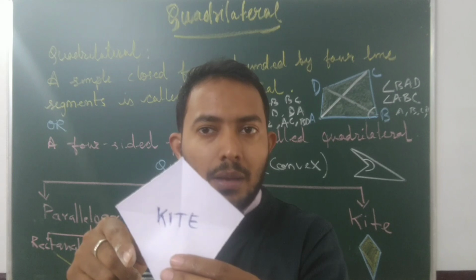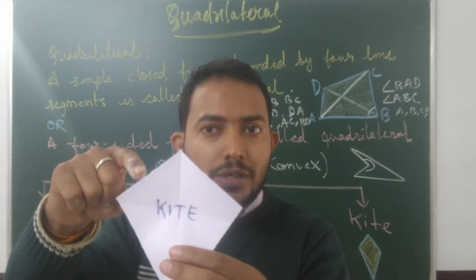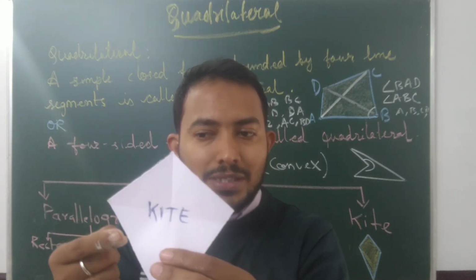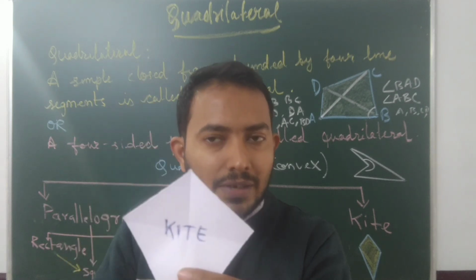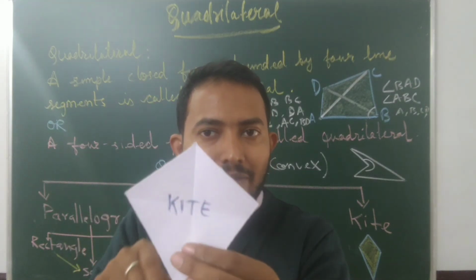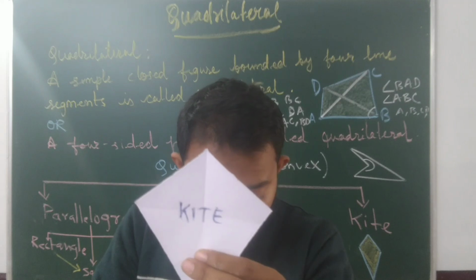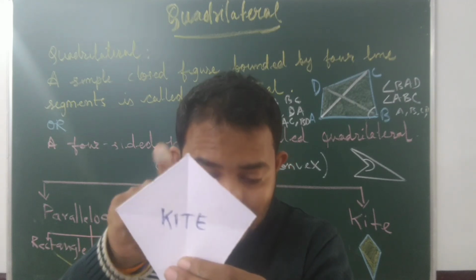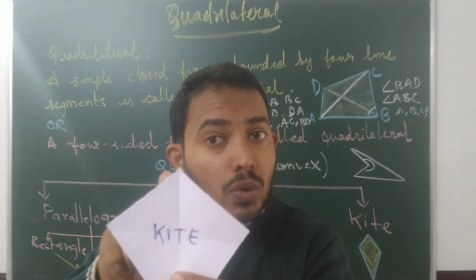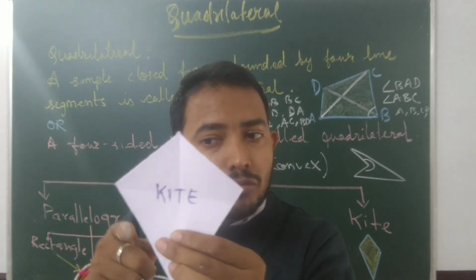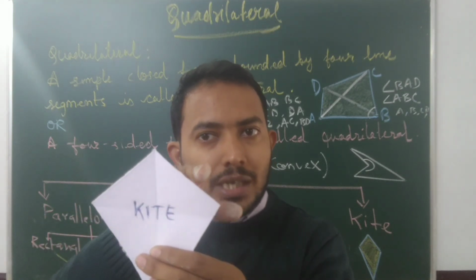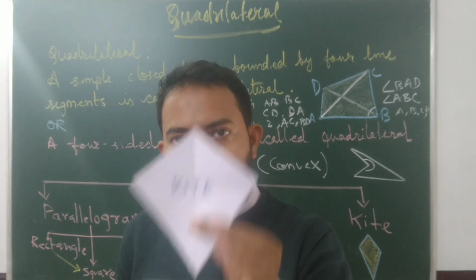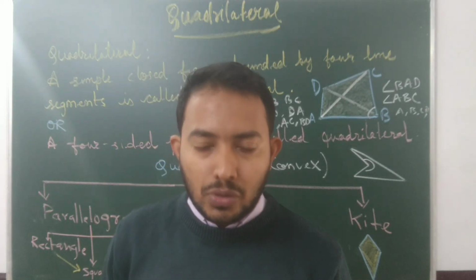But again, if this is equal to this and this equals to this, that means this must be equal to this. But with the definition they have given the condition of equal adjacent sides but unequal opposite sides. So this one and this one are opposite to each other and they are unequal. This condition must be there.